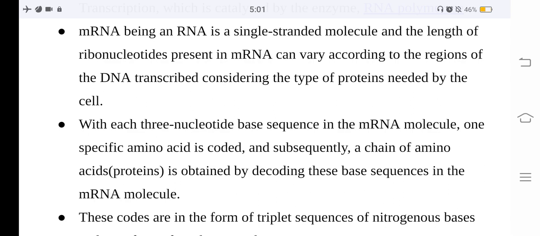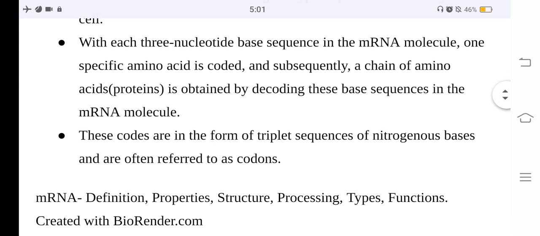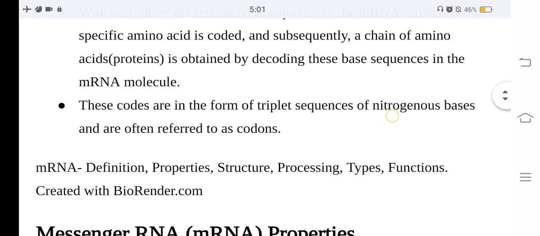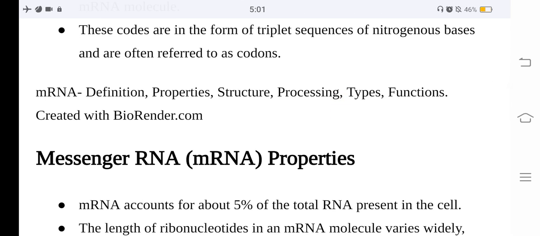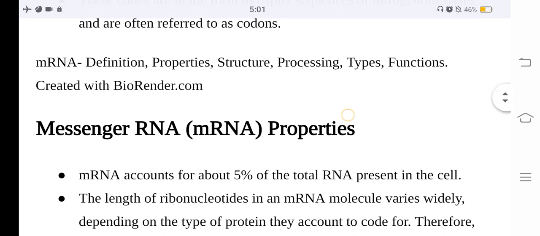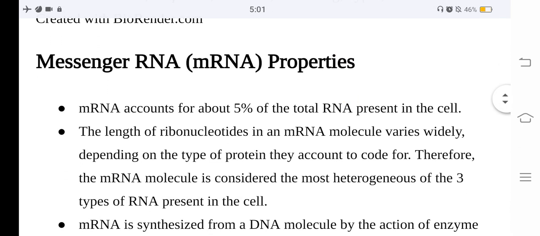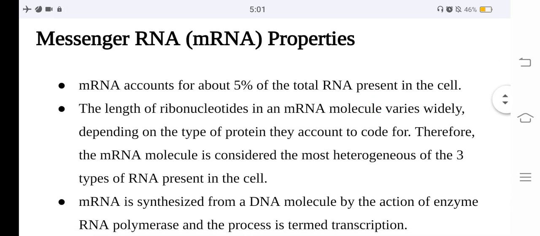With each 3 nucleotide base sequence in the mRNA molecule, one specific amino acid is coded and subsequently a chain of amino acids or proteins is obtained by decoding these base sequences in the mRNA molecule. These codes are in the form of triplet sequences of nitrogenous bases and are often referred to as codons. mRNA definition, properties, structure, processing types, functions, etc. are given after this. So, messenger RNA or mRNA properties.